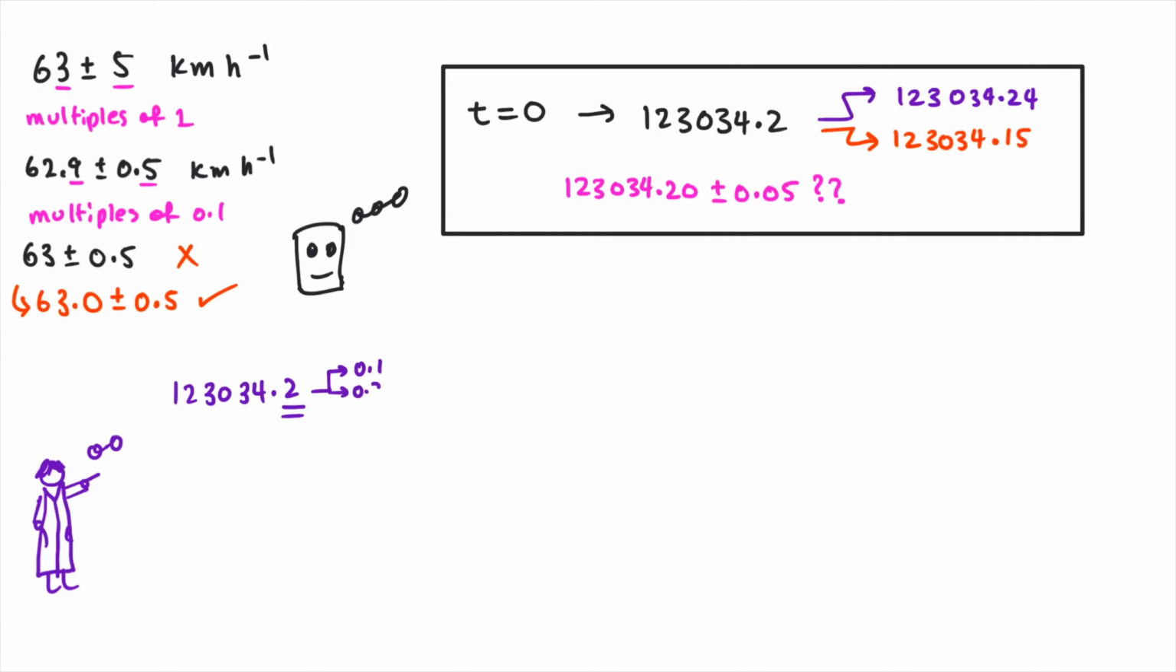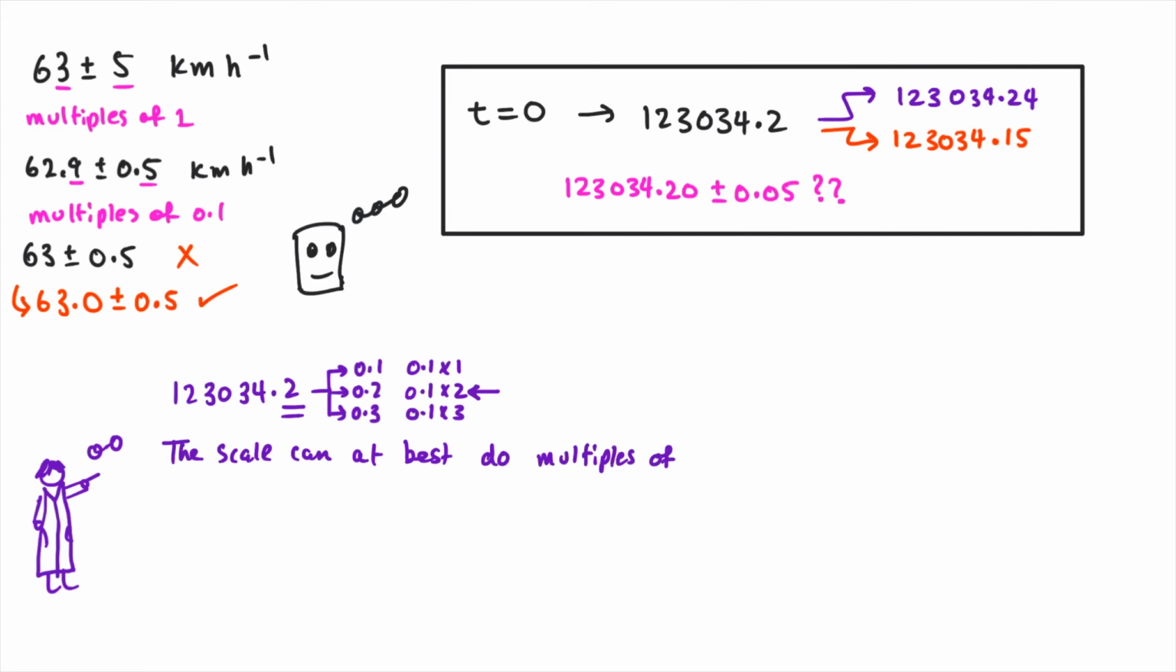Mr. S said that digital scales are slightly different than analog scales as they work in a binary system, meaning they only increase in multiples of 1. In this case of 123,034.2, the least significant value is 0.2, which is a multiple of 0.1. The measuring device here can at best do multiples of 0.1.